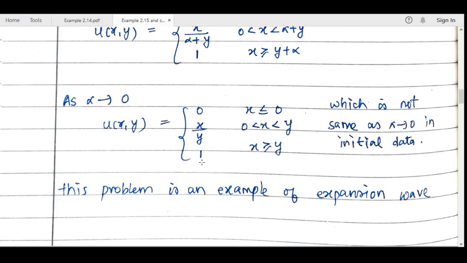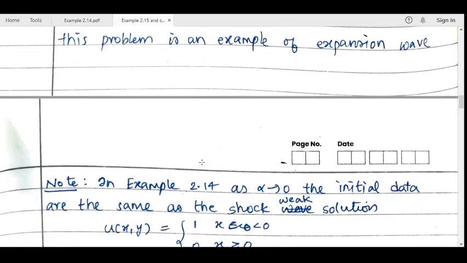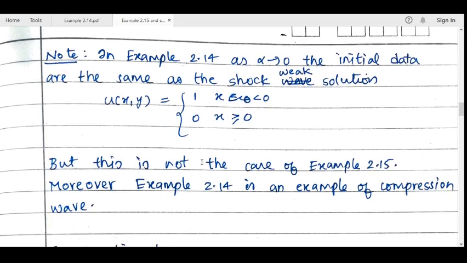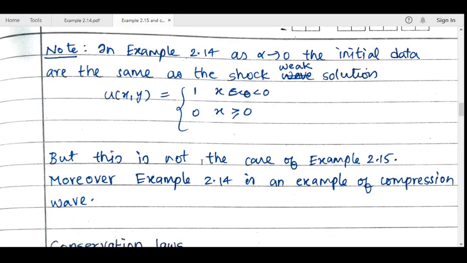Actually, this question is an example of an expansion wave, because here waves are expanding. So from the initial data, we got a different solution in u of x, where the nature of the solution was different. Okay, it is not the same as the initial data as alpha tends to 0. But this is not the case if we consider the previous example, that is in 2.14, where we had a shock. We see that as alpha tends to 0, both are the same, both the initial condition and the solution.